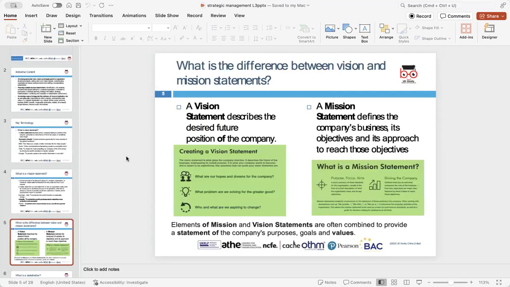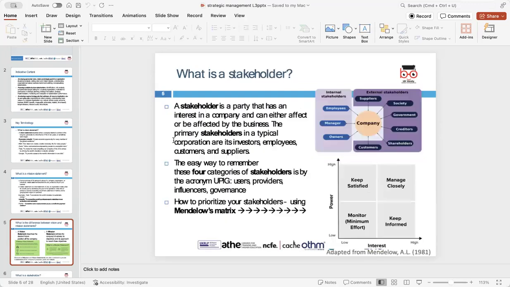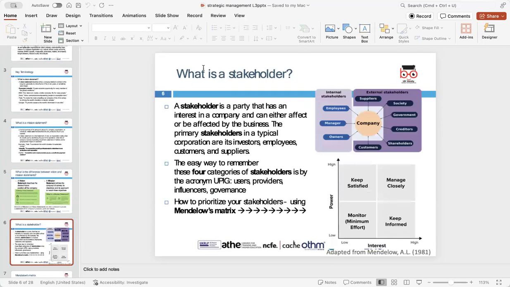Difference between vision and mission statement. A vision statement and a mission statement differ in terms of their purposes and focus. A vision statement outlines a desired future position of the company. It is aspirational and highlights the long-term objectives of the organization. Any questions so far? No, it's okay.